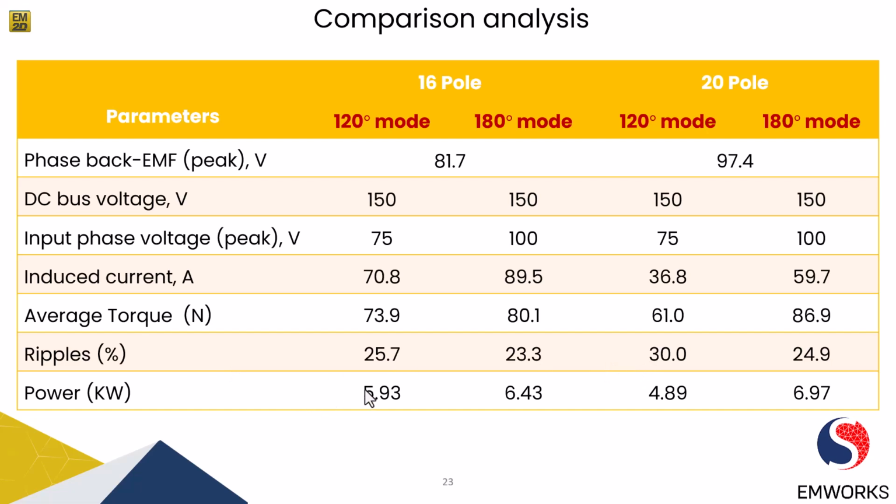And finally, we have also obtained the power. Since the magnitude of induced currents is higher in the case of 180-degree mode commutation, we get better torque, and since the speed is the same, the difference in torque gives a difference in power. The 120-degree mode conduction leads to a higher power output from the motor.